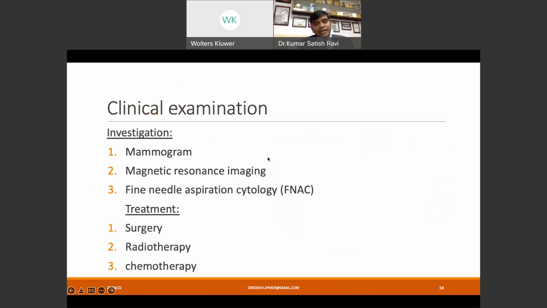Now, for the diagnosis, after clinical examination, the patient may go for various investigations like mammogram. There is also MRI, that is magnetic resonance imaging. Apart from that, there is fine needle aspiration cytology, that is FNAC. Then we have the treatments, that is surgery, radiotherapy and chemotherapy. So these are the treatments available in case of carcinoma of the breast.